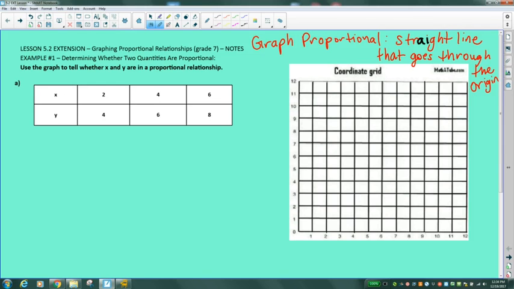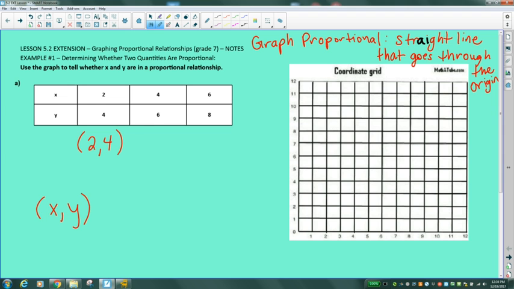So we have points here in this table. When x is 2, y is 4. When x is 4, y is 6. And when x is 6, y is 8. Remember, to graph these on a coordinate plane, we always write our coordinate pairs in the x, y format. So we write each coordinate pair as x, y, which means the coordinate pair for when x is 2 and y is 4 is going to be 2, 4. That's the coordinate pair we graph.